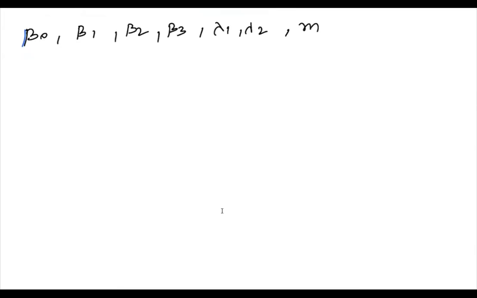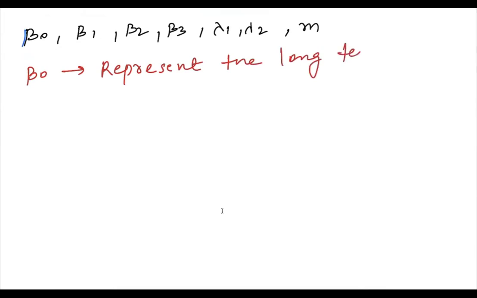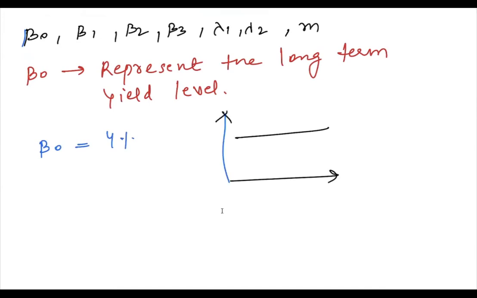So beta naught represents the long-term mean, or the long-term level, or you can say it represents the long-term yield level. What do I mean by that? Let's say everything else being zero, and beta naught is 4%. How will the shape of my yield curve look? That's it. Just a flat curve.